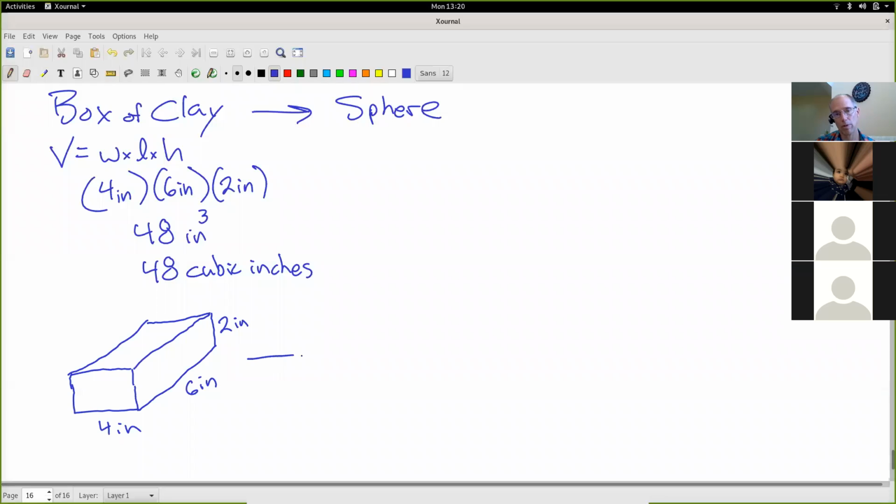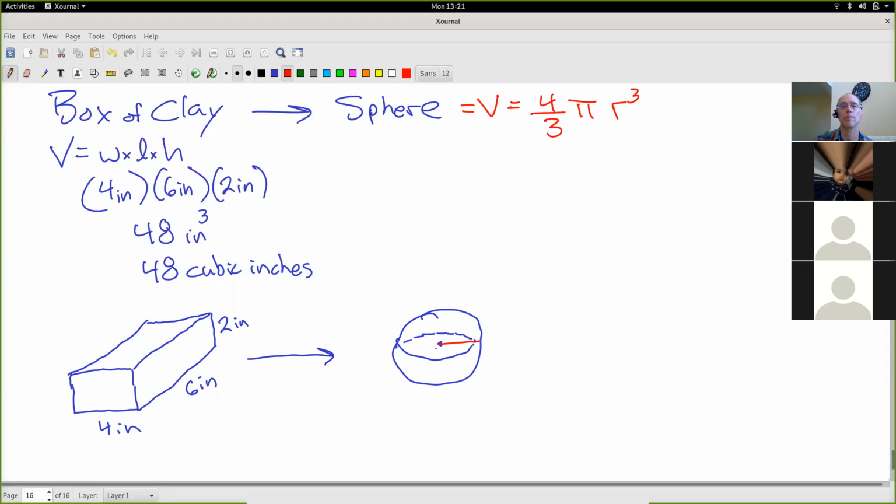And again, I want to mold that into a ball, a sphere. So here's my best sphere today. And we want to know what is the radius of this ball if we take this block of clay and turn it into a ball. So in order for that to happen, we need to know that equation for the volume of a sphere. And the problem said it's 4/3 times pi times the radius to the 3rd power.